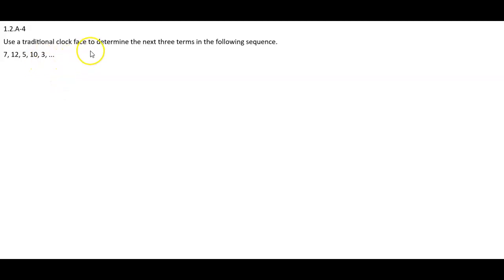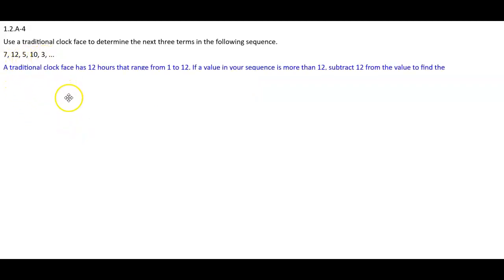Use a traditional clock face to determine the next three terms in the following sequence. We have 7, 12, 5, 10, and then 3. Now, a traditional clock face has 12 hours that range from 1 to 12. If a value in your sequence is more than 12, then you subtract 12 from the value to find the corresponding hour on the clock.